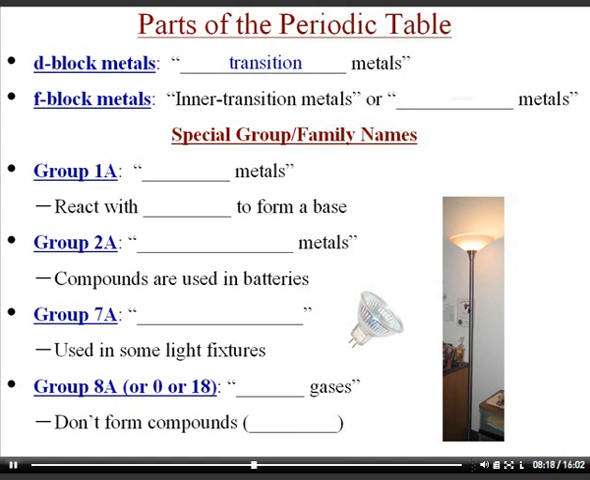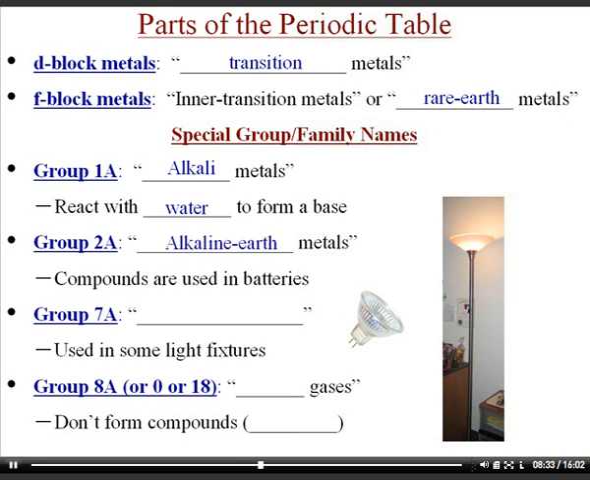Now, there was an old name called rare earth when I was in school. They used to call the F block the rare earth metals, but that's not used too much anymore because they're not really that rare. In group 1A, now we're doing the vertical groups, they're called the alkali metals, and they react with water to form bases.